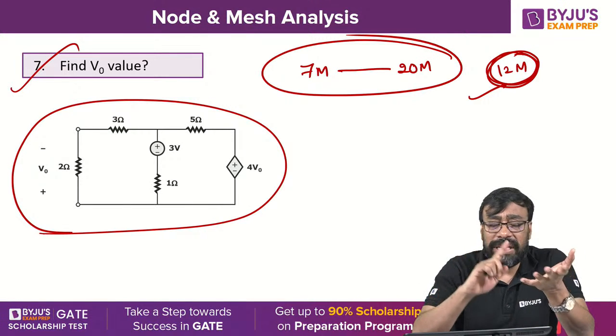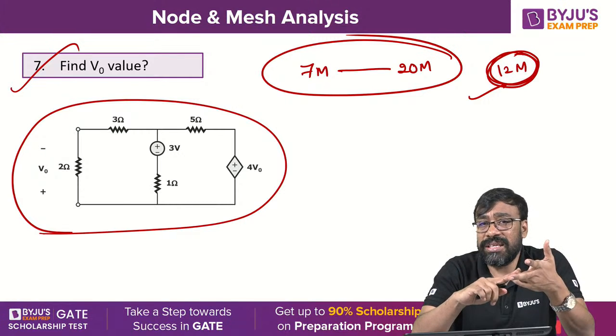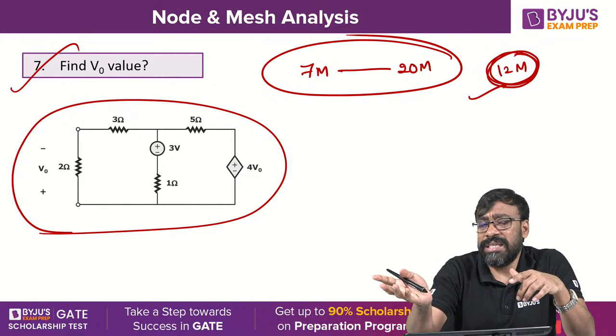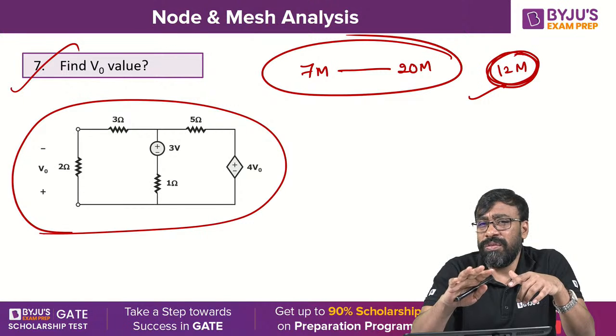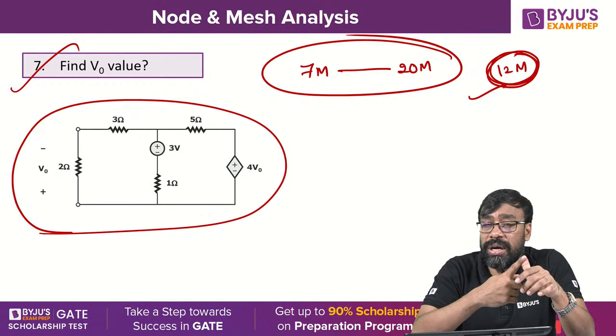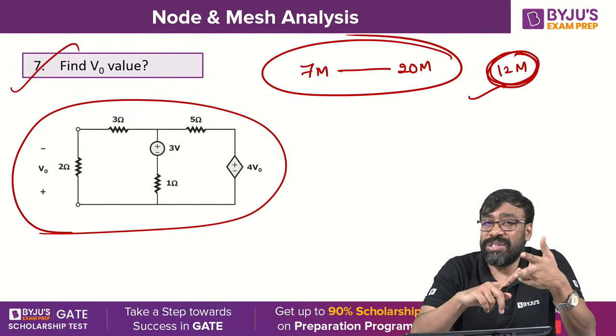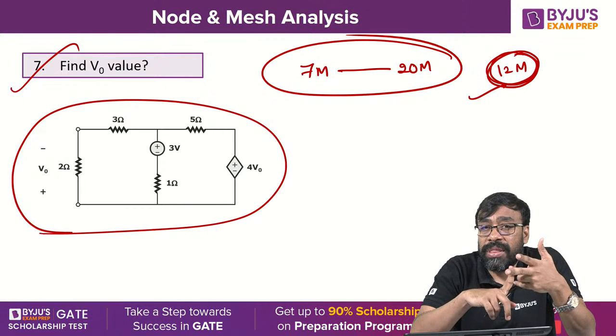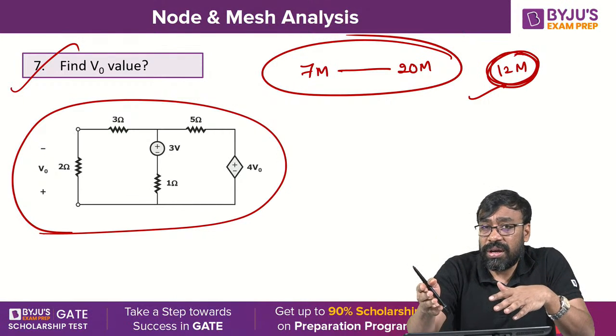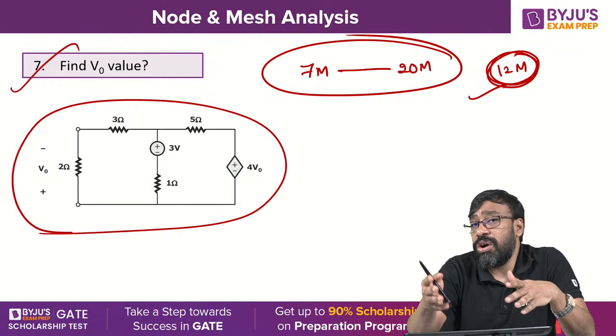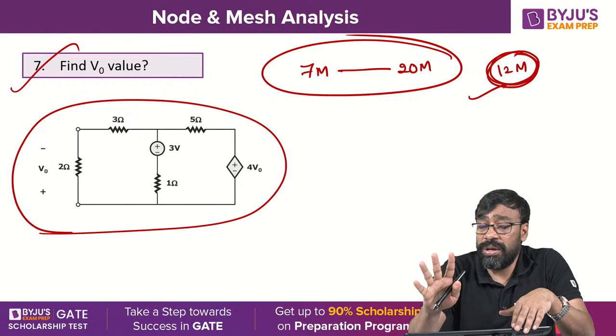Networks means your DC circuits, AC circuits, transient analysis, magnetic coupled circuits. Magnetic coupled circuits for EC students, I think very rarely you will get questions. Two-port networks, network topology, passive filters. Three-phase circuits are important for electrical students, but not for EC students. But for IES, for both EC and EEE, it is important.